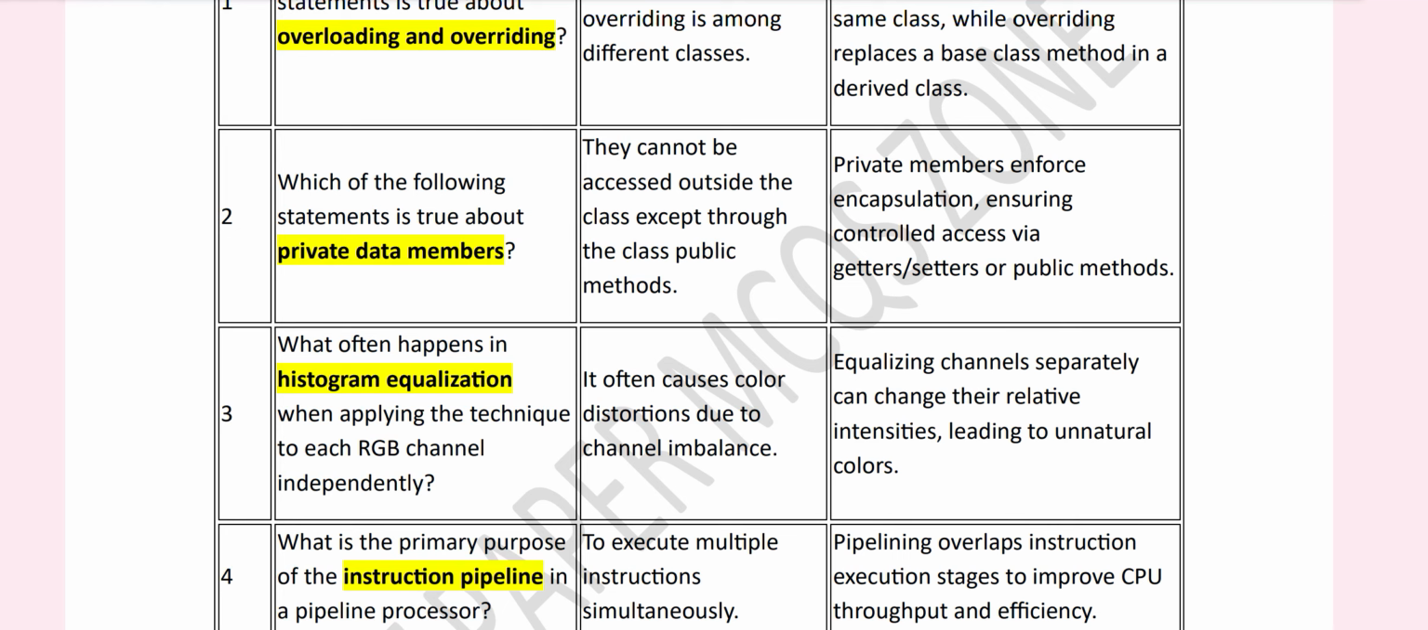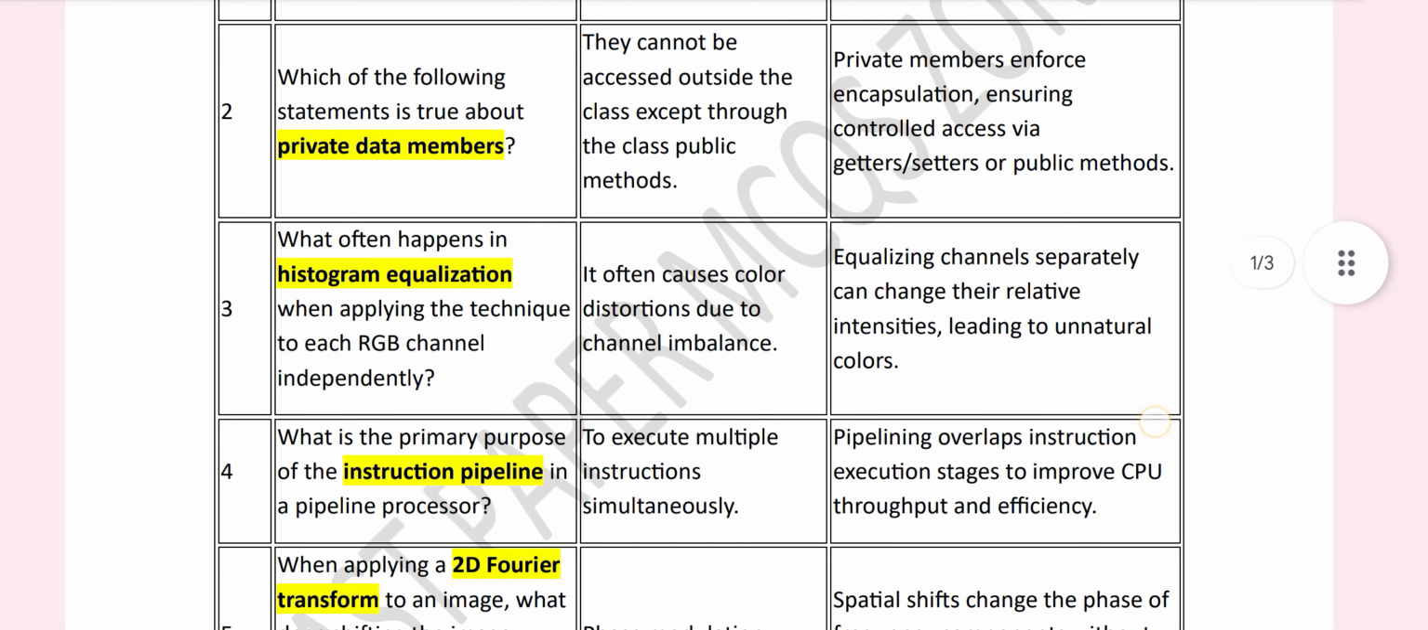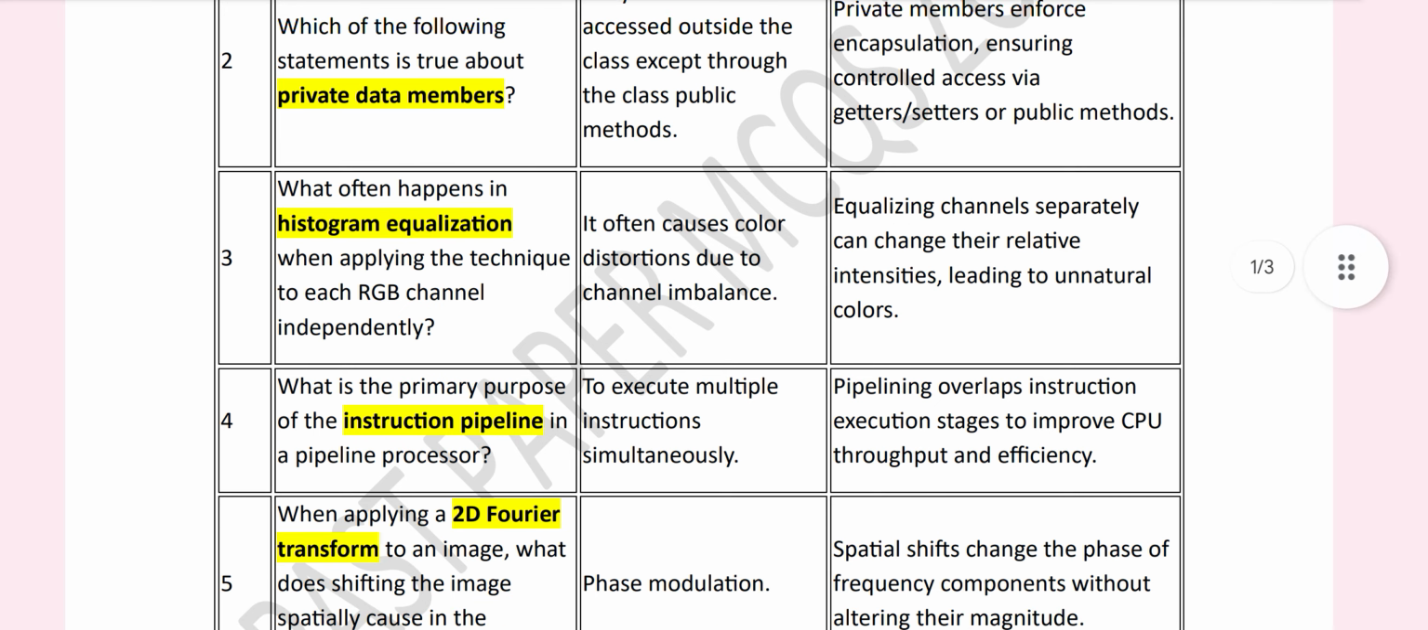Question number 2, which of the following statements is true about private data members? Right answer is they cannot be accessed outside the class except through the class public method. Private members enforce encapsulation, ensuring controlled access via getters, setters, or public methods.